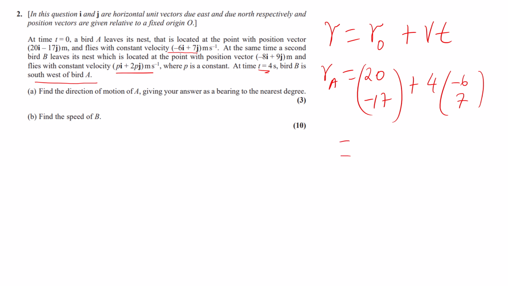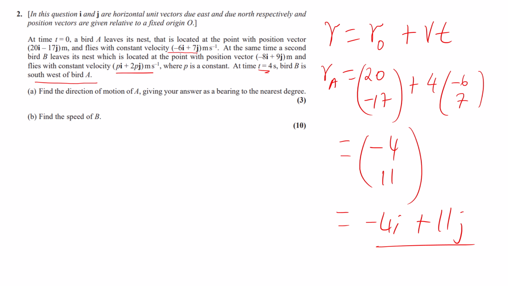So if I simplify this, 4 times negative 6 is negative 24, plus 20 is going to be negative 4. And then 7 times 4 is 28. 28 minus 17 is 11, which means that this particle is at negative 4i plus 11j meters. That's where it is. That's the position.